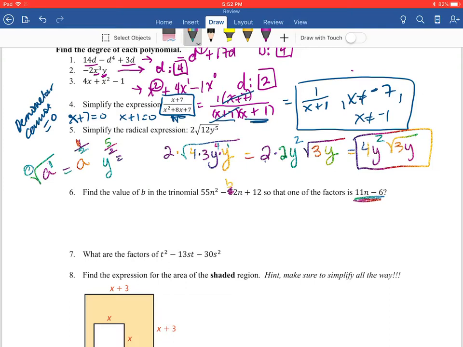Now, if I know that the factor is 11n minus 6, we don't know what our other binomial is. But I know when I take 11n and multiply it by that number there, that's going to give me my value a. And so that's going to give me my first term. So in order for me to do that, I'm going to take 55n squared and divide that by 11n. That will give me 5n. So I know my first term in here is going to be 5n.